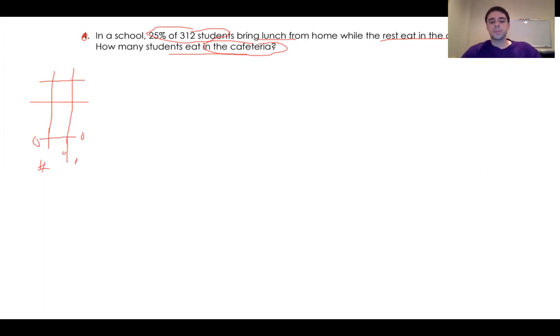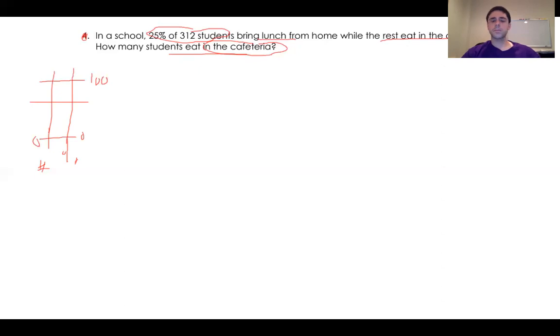So, do we know the value at 100%? Is that given to us in the problem? Seeing some no's and seeing some yeses. People who said yes, what do we think the number is? If you said yes, what is the value at 100%?